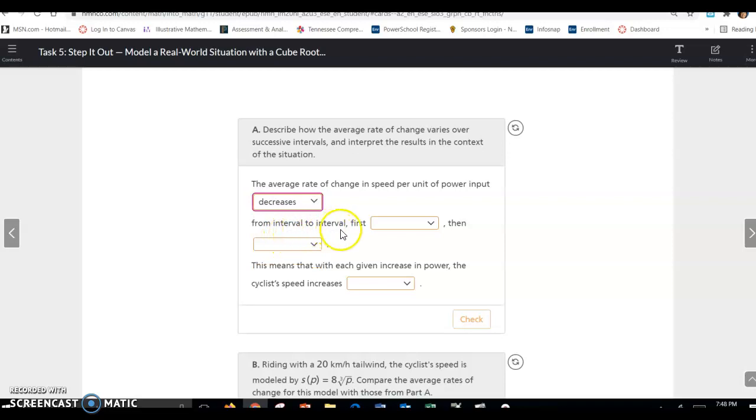All right, so the average rate of change in speed per unit of power output decreases from interval to interval, first quickly, then gradually more slowly. Weird way to write that, but okay. This means that with each given increase in power, the cyclist speed increases less and less.